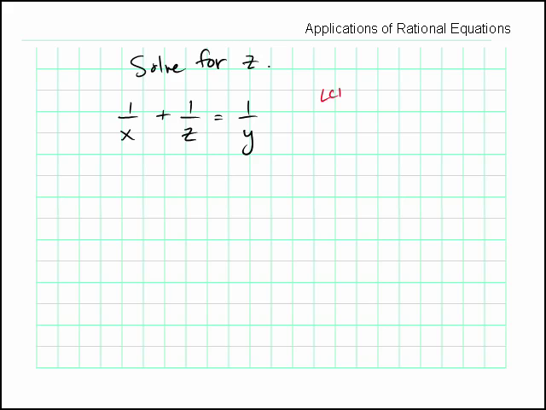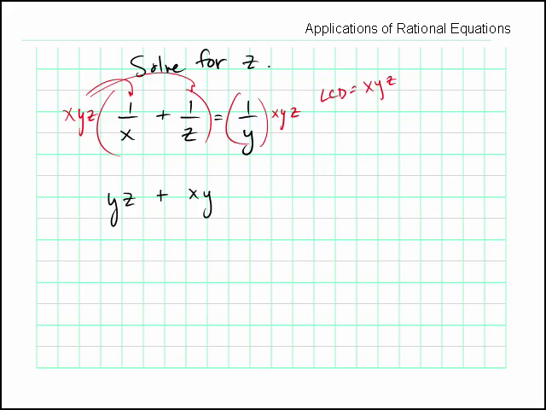The LCD is xyz. So I'm going to multiply both sides by that. This side multiplied by xyz, and this side by xyz. Distributing. The x's cancel there, leaves me with yz. This times this, the z's cancel away and leave me with xy. And on the right side here, the y's are gone, and that leaves me with xz.